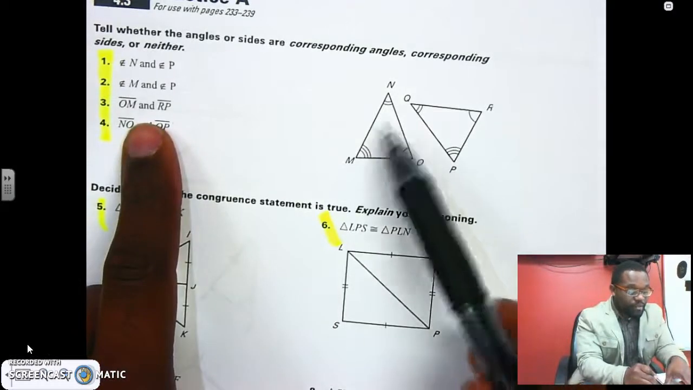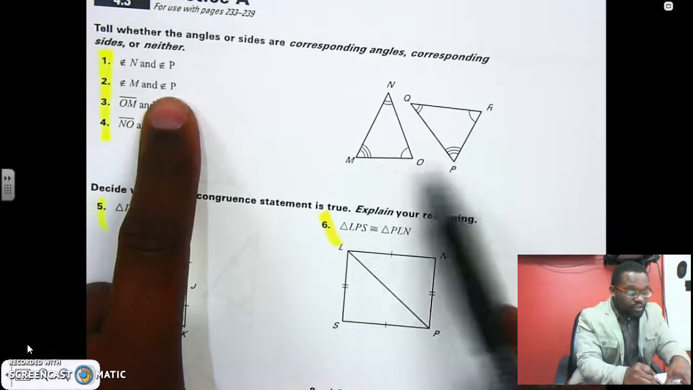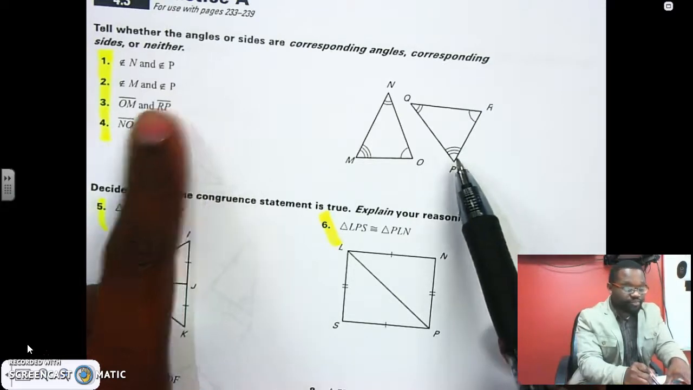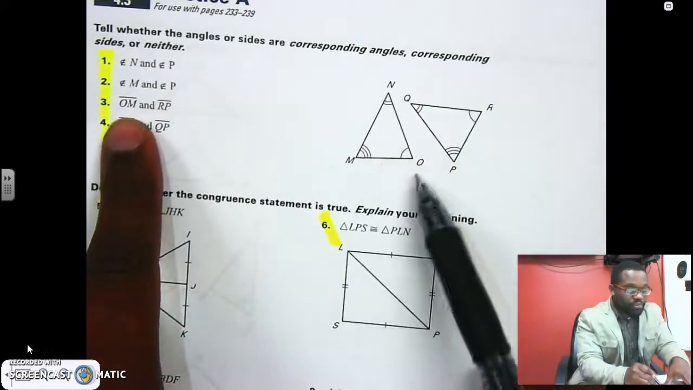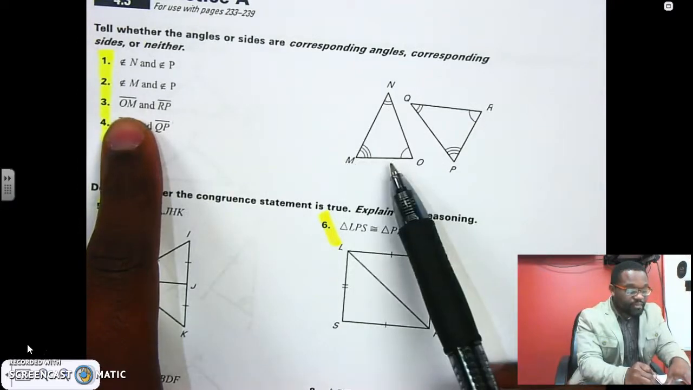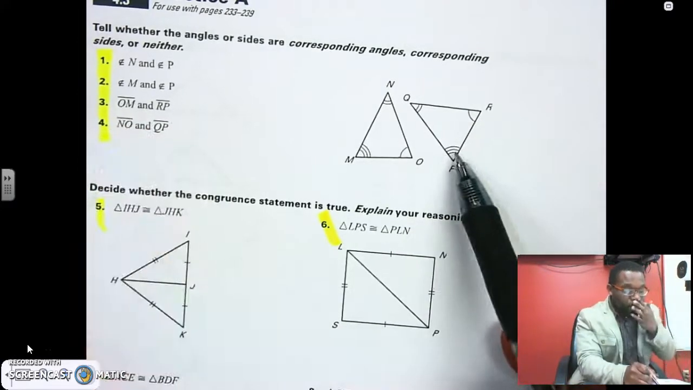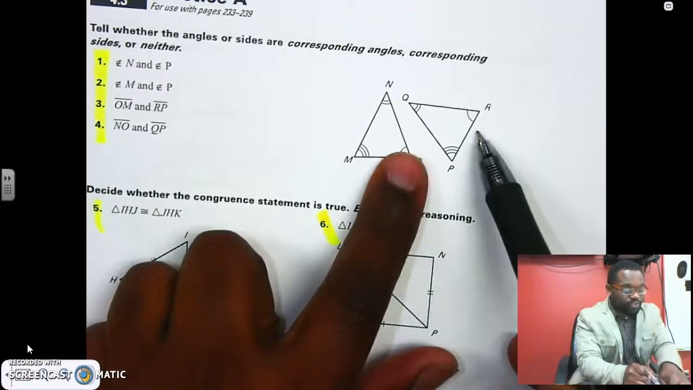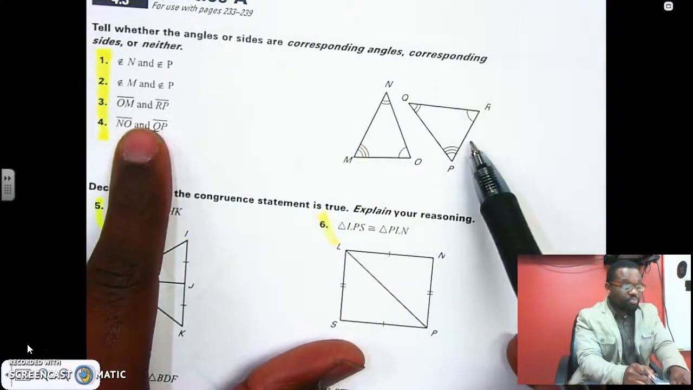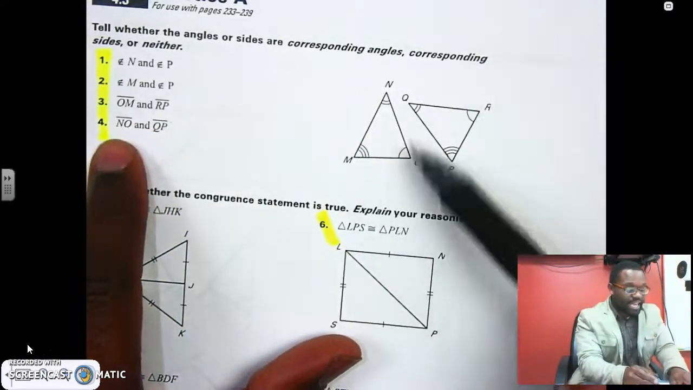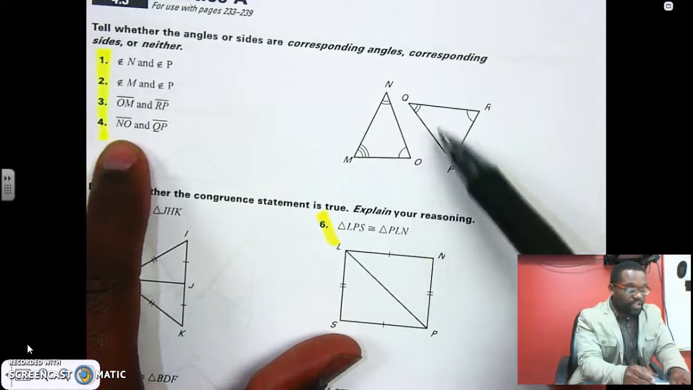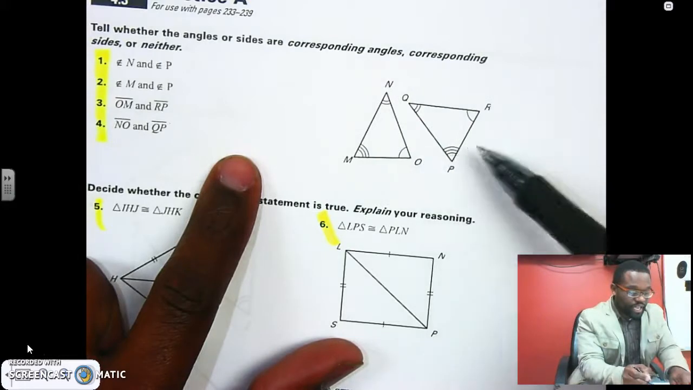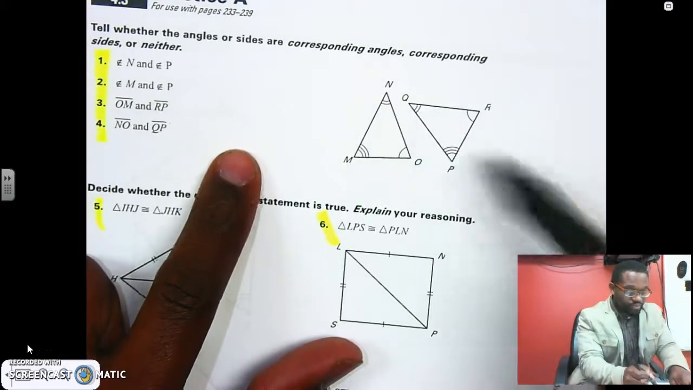Number 2, angle M and angle P. Notice they have the same number of marks, so those two are corresponding, which means they are congruent. What about segment OM down here, and segment RP? Are those congruent? The answer is yes. It's the side down at the bottom on both of those, so that's a corresponding side. And side NO and side QP? NO has these two, and QP has these two.